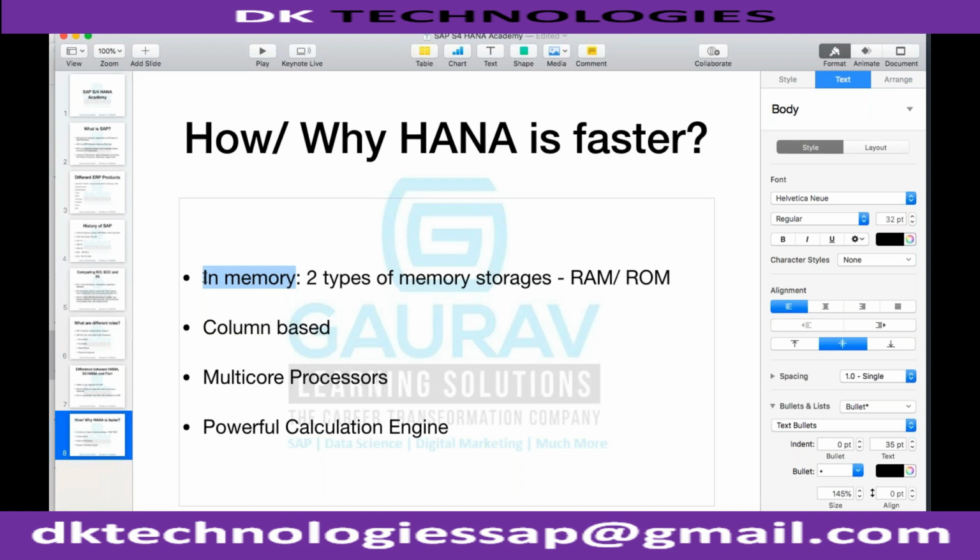We can say SAP HANA uses in-memory database. So what exactly is in-memory? In-memory means RAM will not be only used to process the data, but RAM will also store the data.